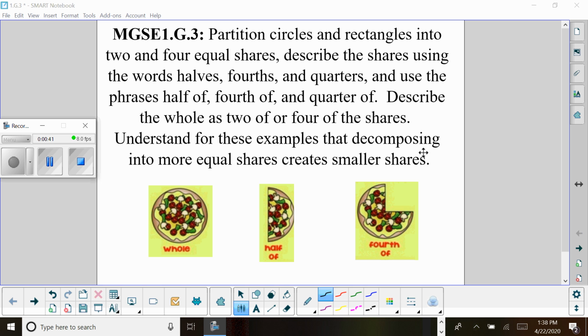Understand for these examples that decomposing, we decompose numbers, but you can decompose a circle or a rectangle or a shape too. It's just breaking it apart into more equal shares creates smaller shares. So in other words, this last part, we have our whole. They partitioned it into 2 equal parts. So here's 1/2 of it. But notice the 1/2, this would be the fourth or the quarter of, is a bigger part than if you were to see this part.